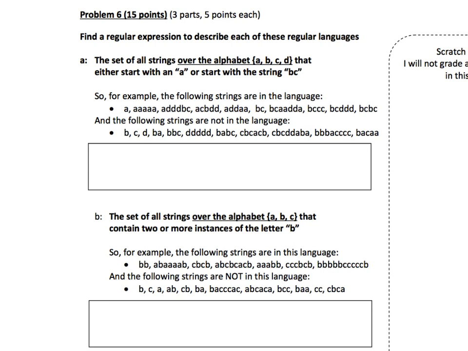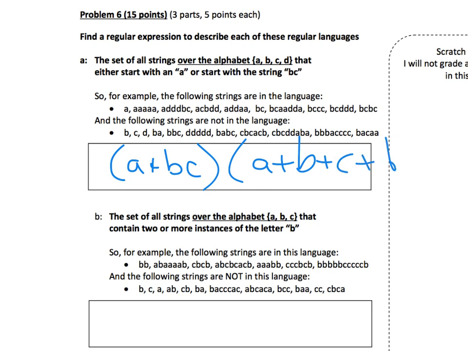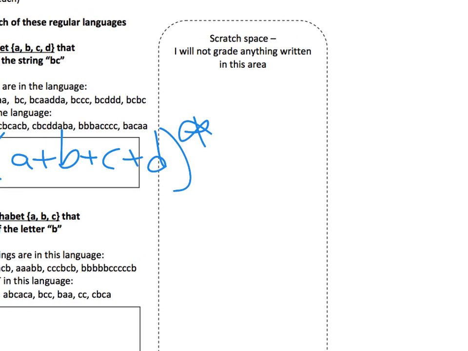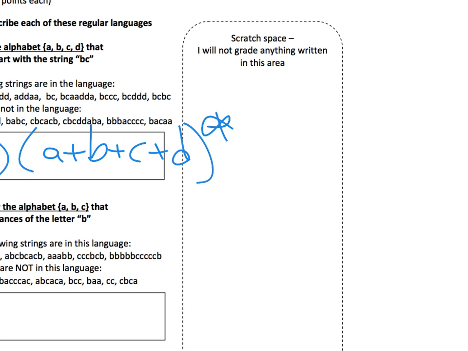So you could write something like this: A or a BC, followed by (A plus B plus C plus D) star, right? It doesn't say that you can't have anything inside of it once you've started. And it would also be perfectly reasonable to write, you start with an A followed by B plus C plus D. I forgot to put the A in, but it doesn't matter where I put it.